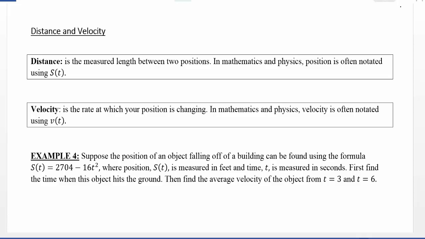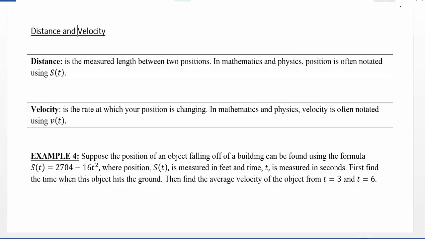So distance is the measured length between two positions. You might have one object that goes from one point to another point, and distance is the length between those 2 points. This can be measured in feet, kilometers, miles. It really depends on what you're looking at.